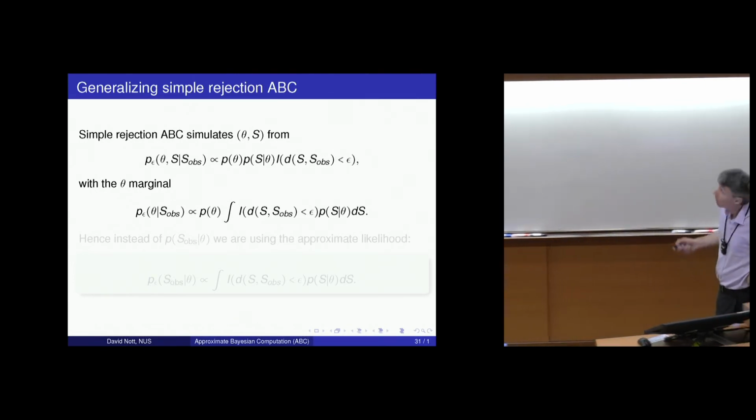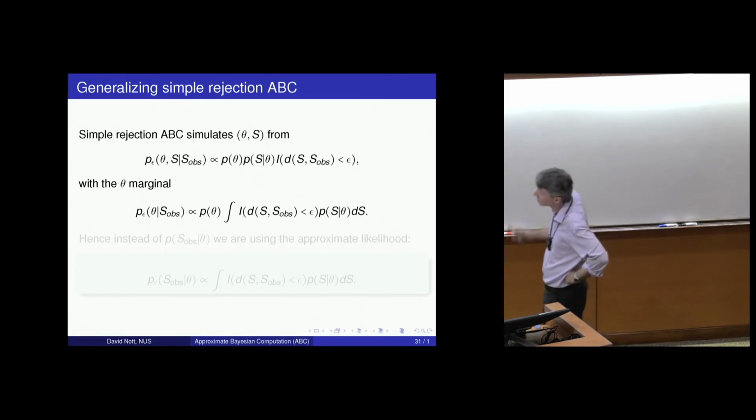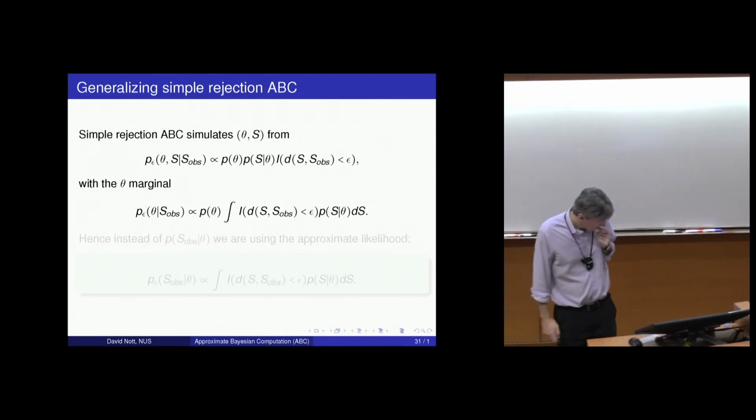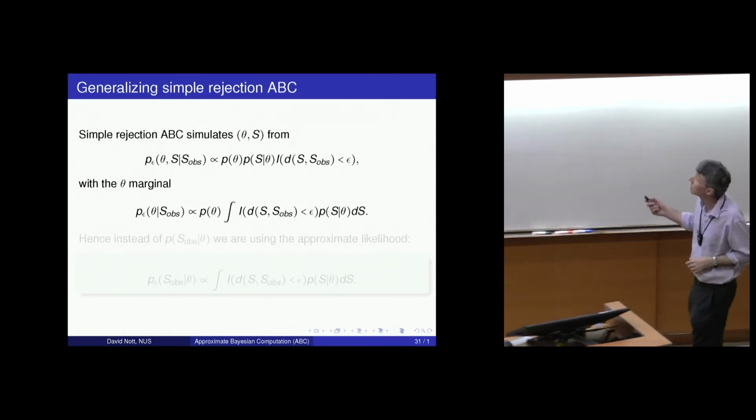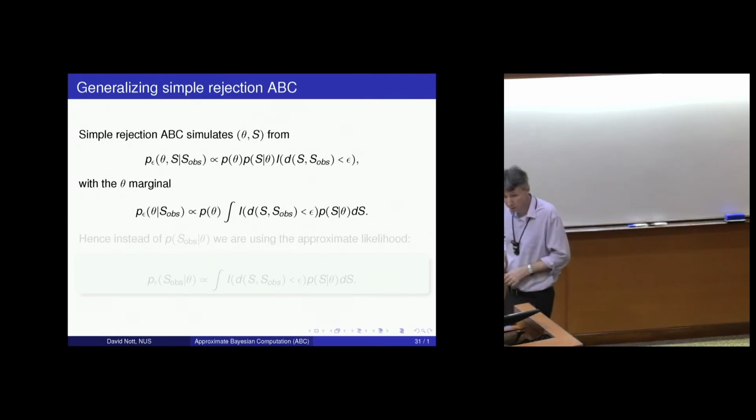In the basic rejection ABC, you generate theta, S pairs from the model, but then you condition on the distance between S and S obs being less than epsilon. So in the S and theta space, we're truncating the support in this way. And so in the basic rejection ABC, you have this approximation to the posterior. If you're interested in the posterior on theta, then for these theta, S samples that you get out of rejection ABC, you integrate out S, so the posterior is proportional to the prior times this. This thing here is the implicit likelihood approximation that you're using in the rejection ABC.